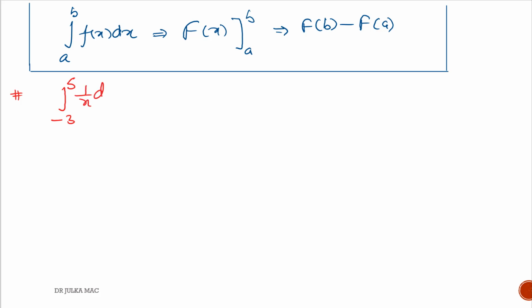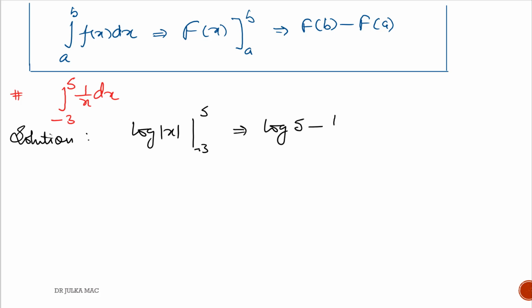Integrate 1 by x with respect to x, lower limit is minus 3 and the upper limit is 5. Integration of 1 by x is log mod x. Put upper limit and lower limit: log 5 minus log 3, because log is in mod, so we'll get log mod minus 3 equals log 3 and the answer is log 5 by 3.